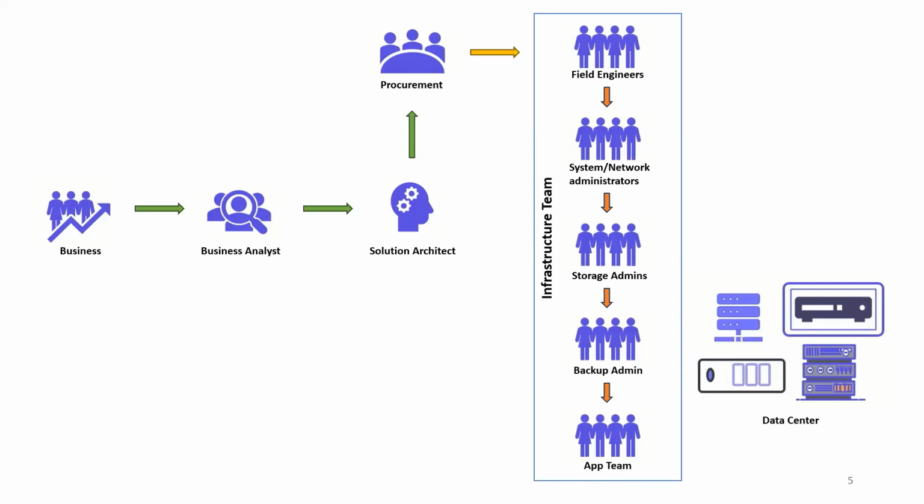Once that hardware is available in the data center, field engineers will take care of the rack and stack. System admins will take care of the initial configurations. Network admins take care of the systems being available over the network. Storage admins will take care of the storage configurations and server configurations. Backup admins will take care of the backup of all of these things. And then the application team creates their own code for the application to be developed, and that will be deployed over this infrastructure.